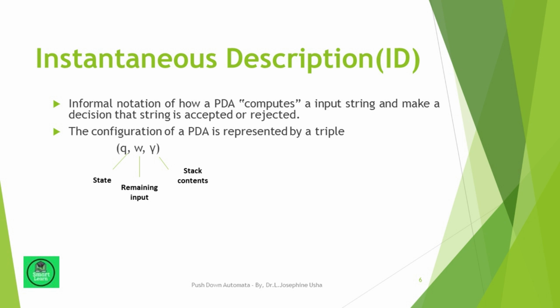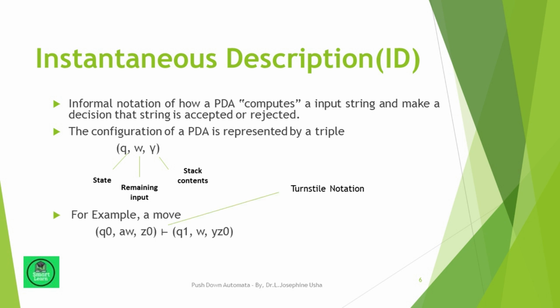So it uses a triple format. It has 3 entities: one is a state, next is the remaining input, and next is the stack content. For example, consider we have a move like this. We have a transition like this: (Q0, AW, Z0), where Q0 is the state, AW is the remaining input, and Z0 is the stack content.